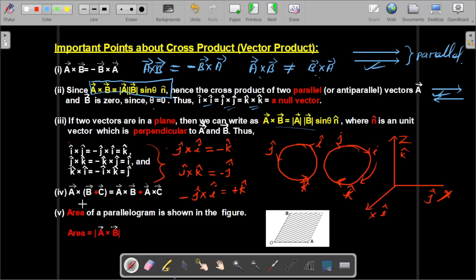Now, if you get such an expression like a cross in bracket b plus c, then this multiplication will be like this: a cross b plus a cross c. Understood?